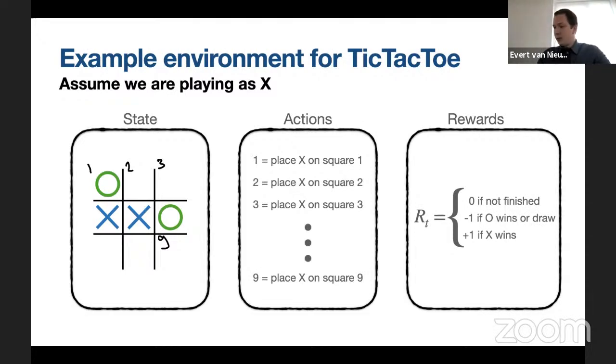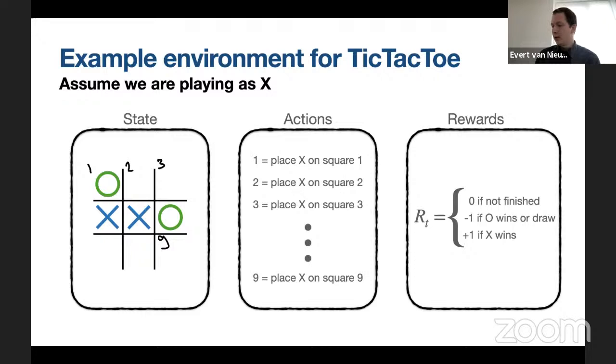And the rewards would be such that if the game is not over, then there's no reward. If the game is over, and I should have said, let's assume that we're playing as cross here, if we either have a draw or we lost, I get a negative reward. It means I did something wrong. And I get a +1 if I win.